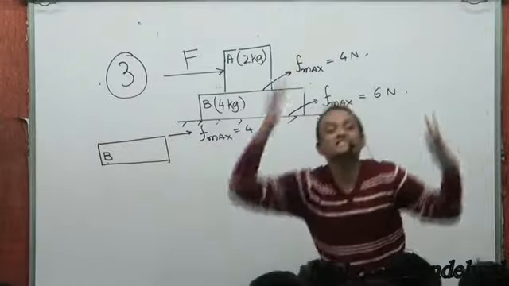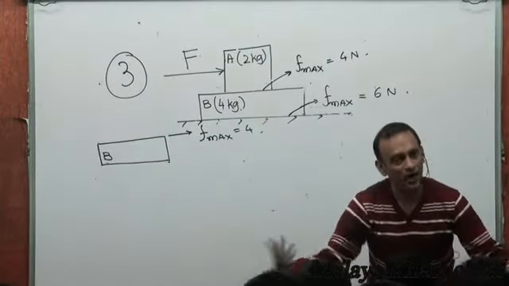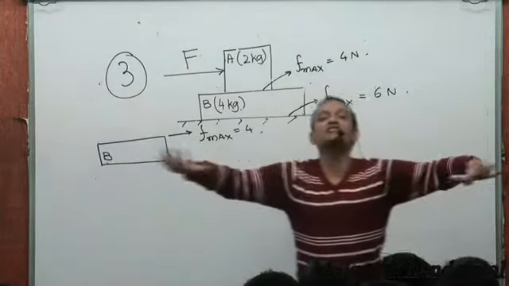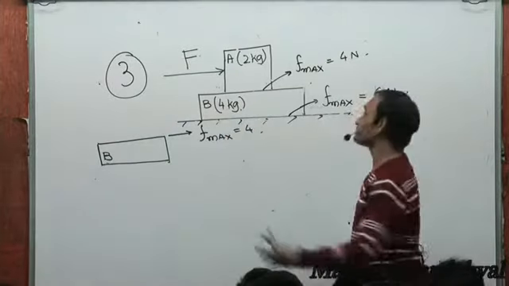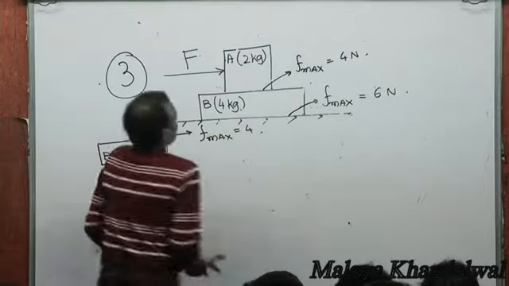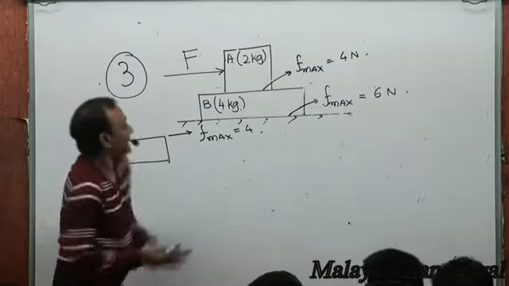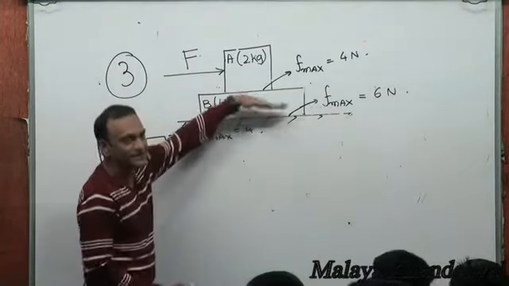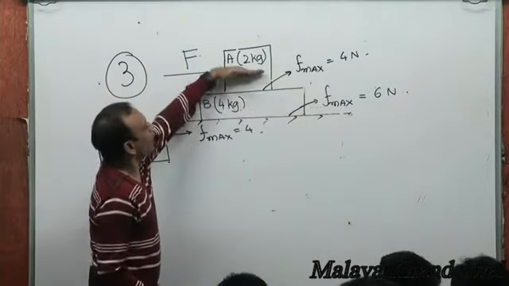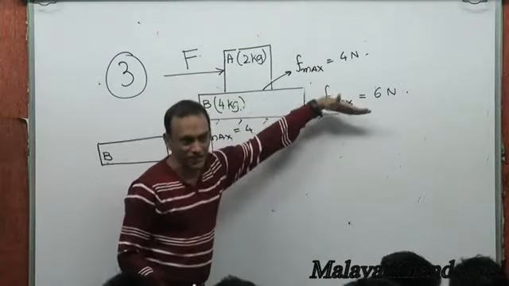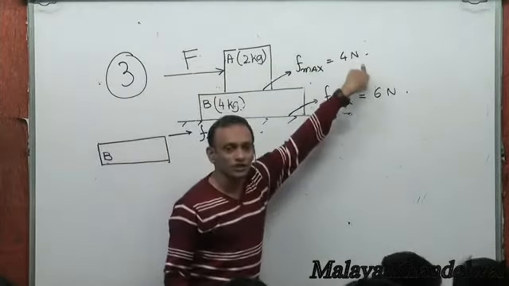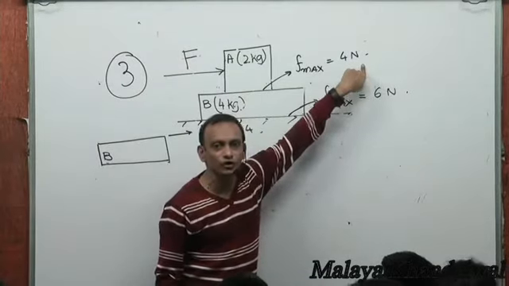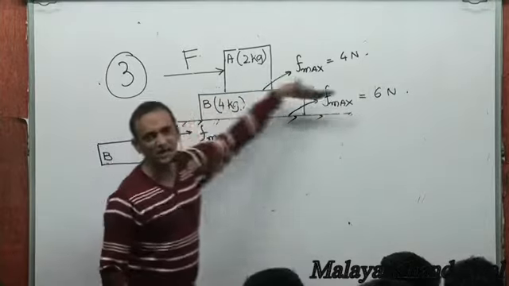B will remain static and fixed. So B is like a fixed surface. Which means now the problem becomes very simple. It's like a fixed surface. And in order that A could move on this fixed surface, the minimum F that you must apply is 4 newtons, so that A can move on a fixed surface.